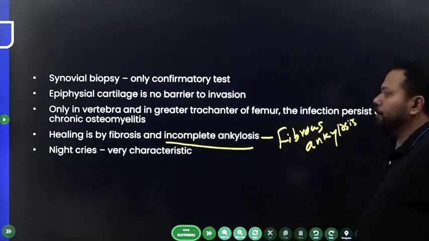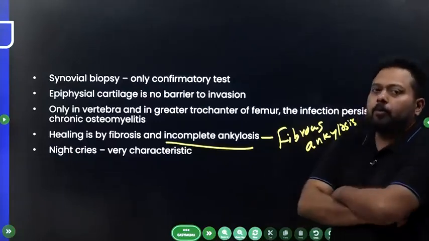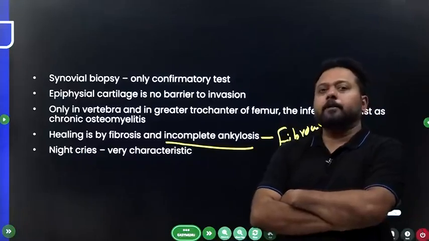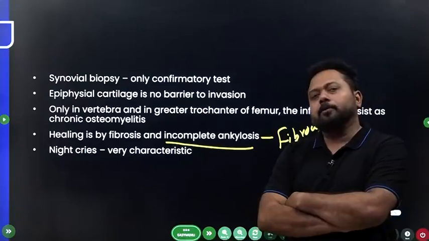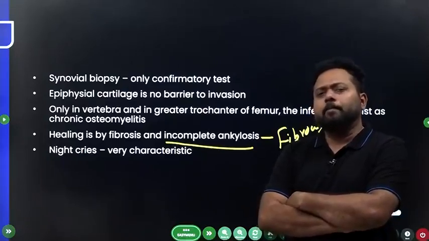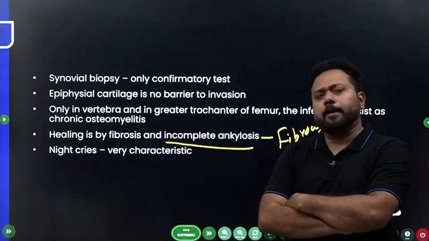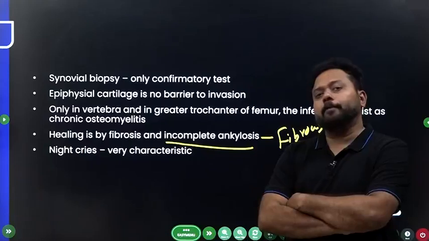Night cries are very characteristic. What do we mean by night cries? The patient will go to sleep. In the daytime, they won't have much pain. In deep sleep, the patient will get up from sleep. They can't bear the pain and they start crying, literally crying. Usually this happens around early morning hours, around 3 a.m.